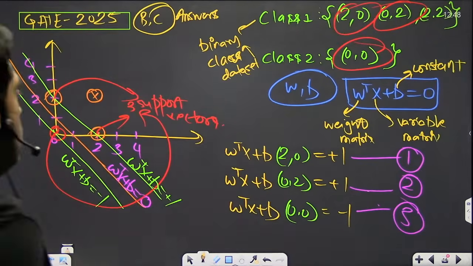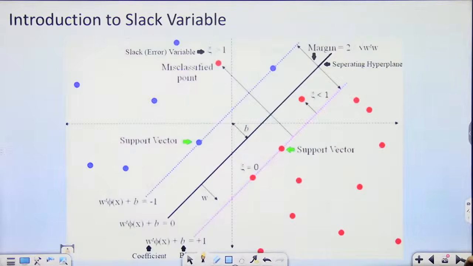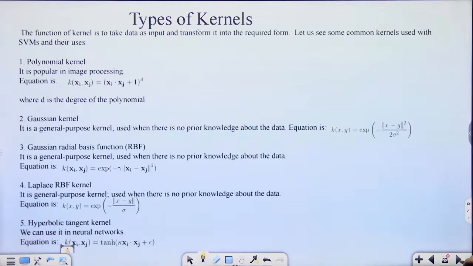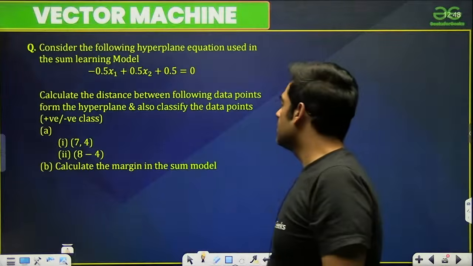Okay, now let us solve certain other questions. Try to solve this question.